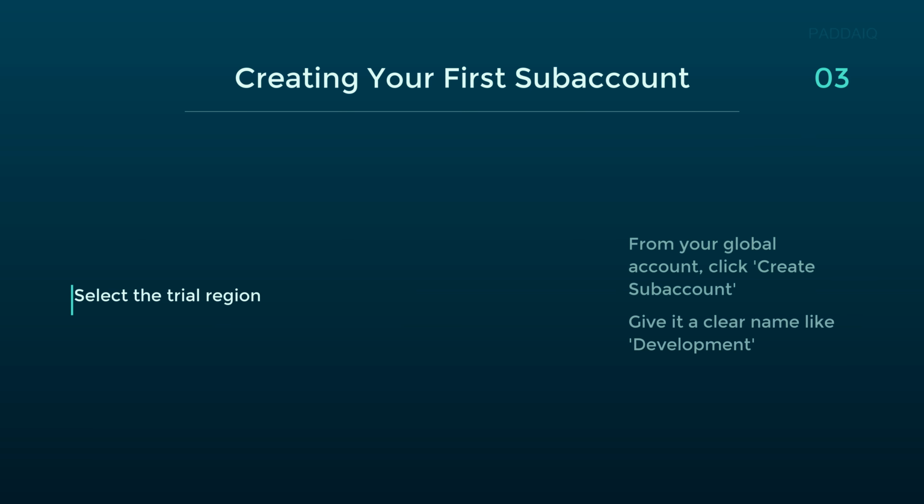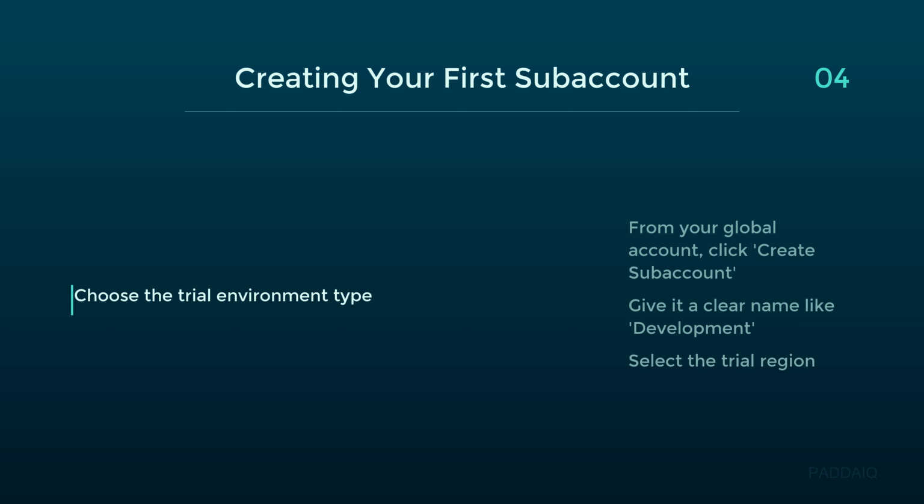Select the trial region. This means choosing the specific geographic data center where your trial account will be hosted. For instance, if you are in Europe, you might pick the Frankfurt region for lower latency. This initial choice ensures your trial resources are deployed in the most suitable location for performance.